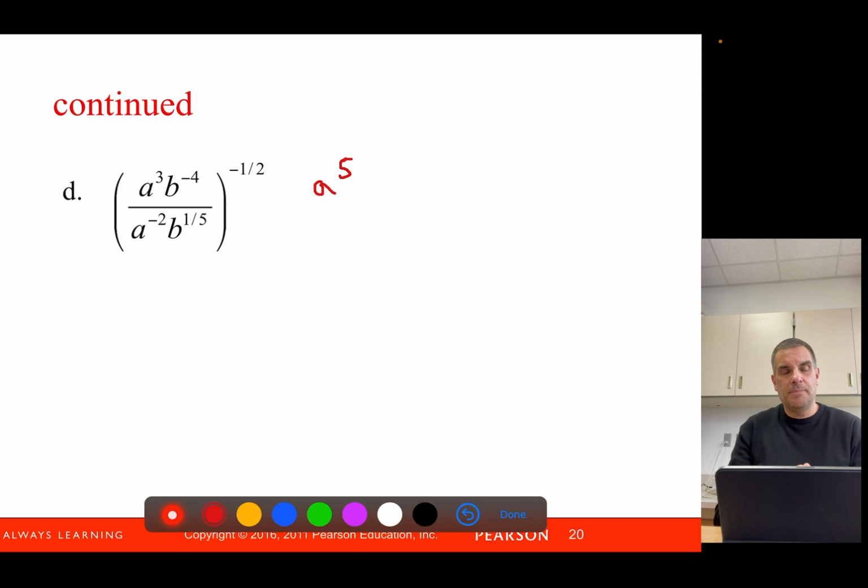Now I look at the B. You've got negative 4 and then 1/5. 1/5 is a bigger number than negative 4, so my B value is going to go on the bottom. And that's going to be 1/5 minus negative 4. So I break out a calculator. 1/5 minus 4. And I get negative 4 and 4/5, which is negative 20, which is 24/5.